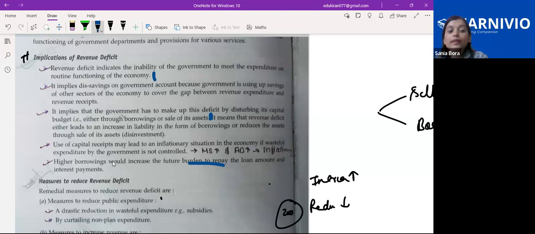Okay. Next, higher borrowing would increase the future burden, right? If you borrow a lot, the upcoming future generation would have to suffer.